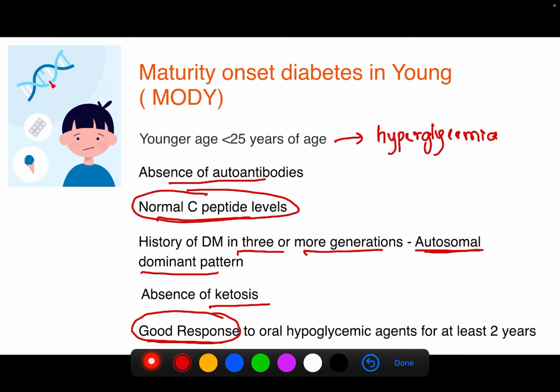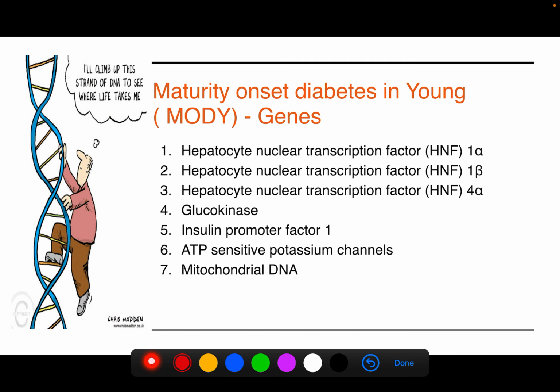See, why do you have to keep this in mind whenever you're treating a patient with type 1? Because type 1 treatment is insulin, right? They'll have to inject insulin. But if you have a suspicion that this is not type 1, this might be maturity onset diabetes in the young, you can ease their life by giving oral anti-diabetic agents. And this is called monogenic diabetes.